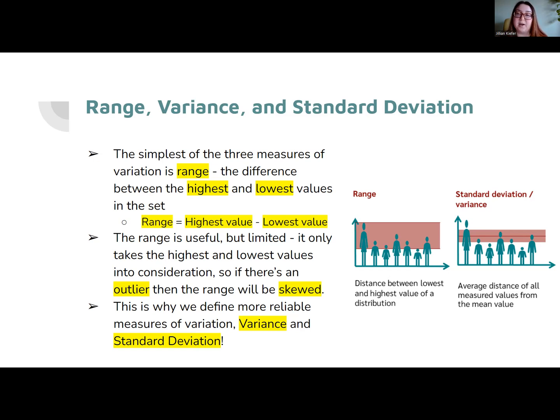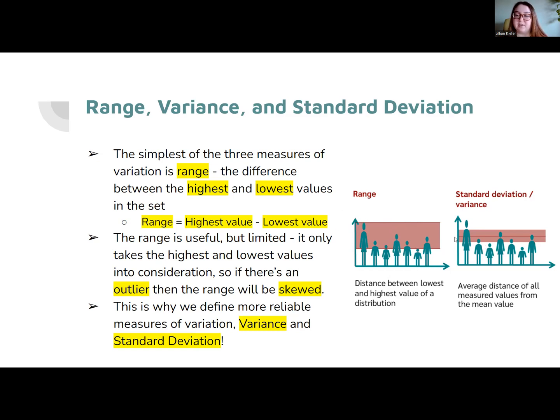This is also why we define more reliable measures of variation, which we call variance and standard deviation. If we look at this picture here, this is an explanation of the difference between range and standard deviation and variance. For range, there's a lot of people here and they're all definitely varying heights. The range is just the shortest height to the tallest height. So we see there's quite a bit of distance in this case, quite a large margin of values that people can lie within.